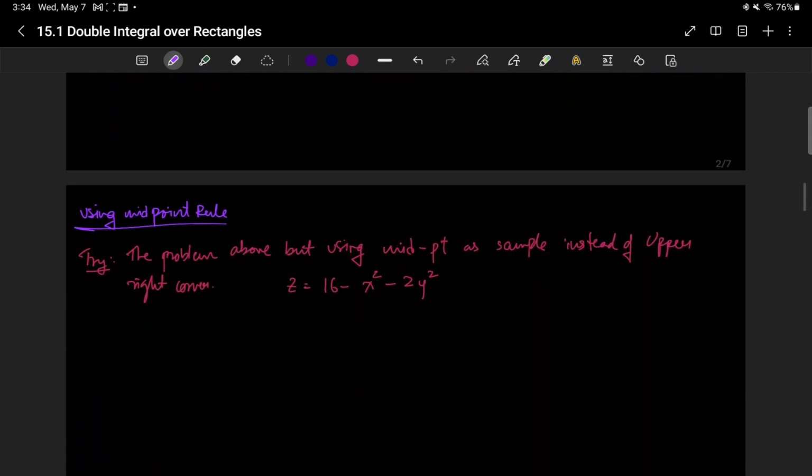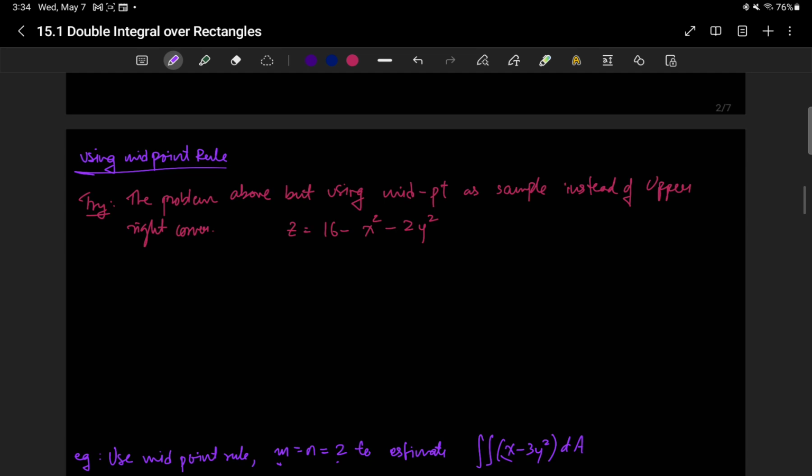You can also do the same thing with a midpoint. So try it out. Try the problem above, but using a midpoint, and this is going to be extra credit that you can send by email.